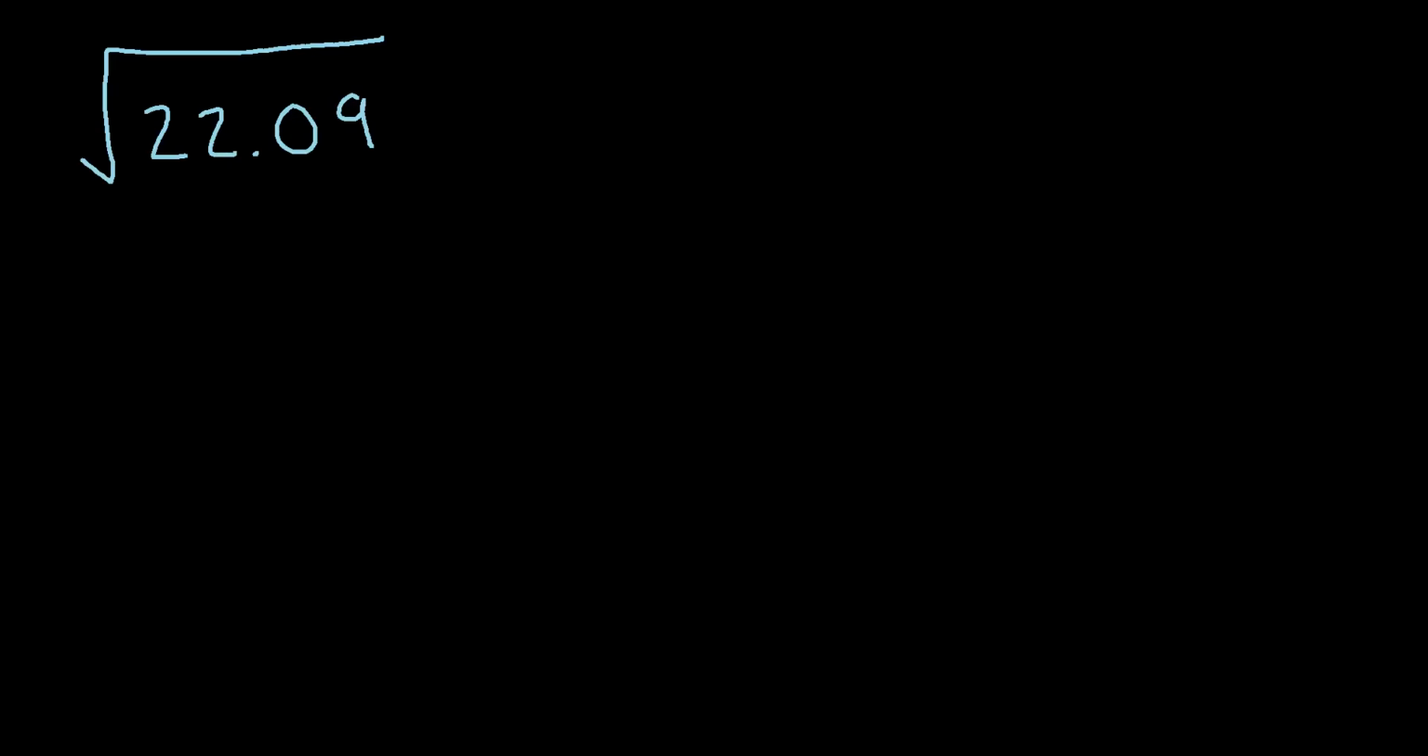In this video, we will talk about how to find the square root of a decimal number. So I have two examples for us to work through here. Let's check out the first one. Let's say we want to find the square root of 22.09. How can we do that?